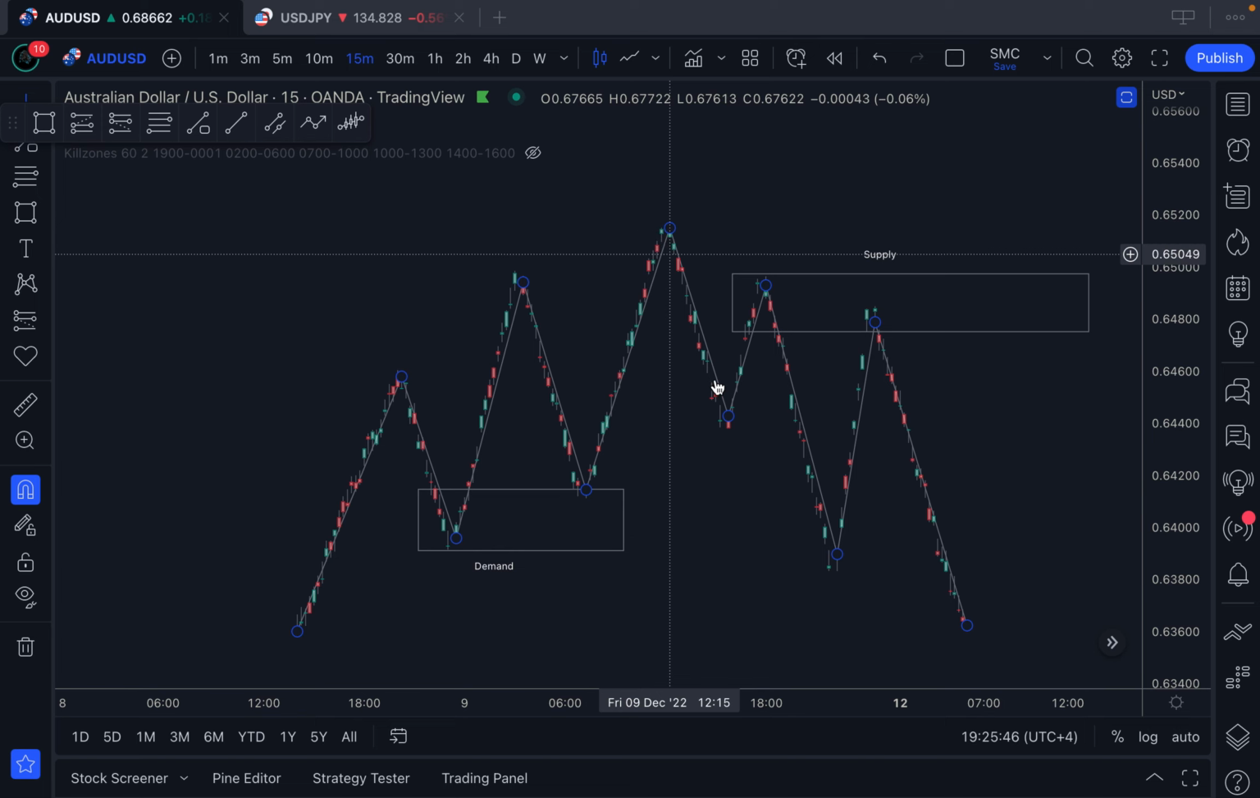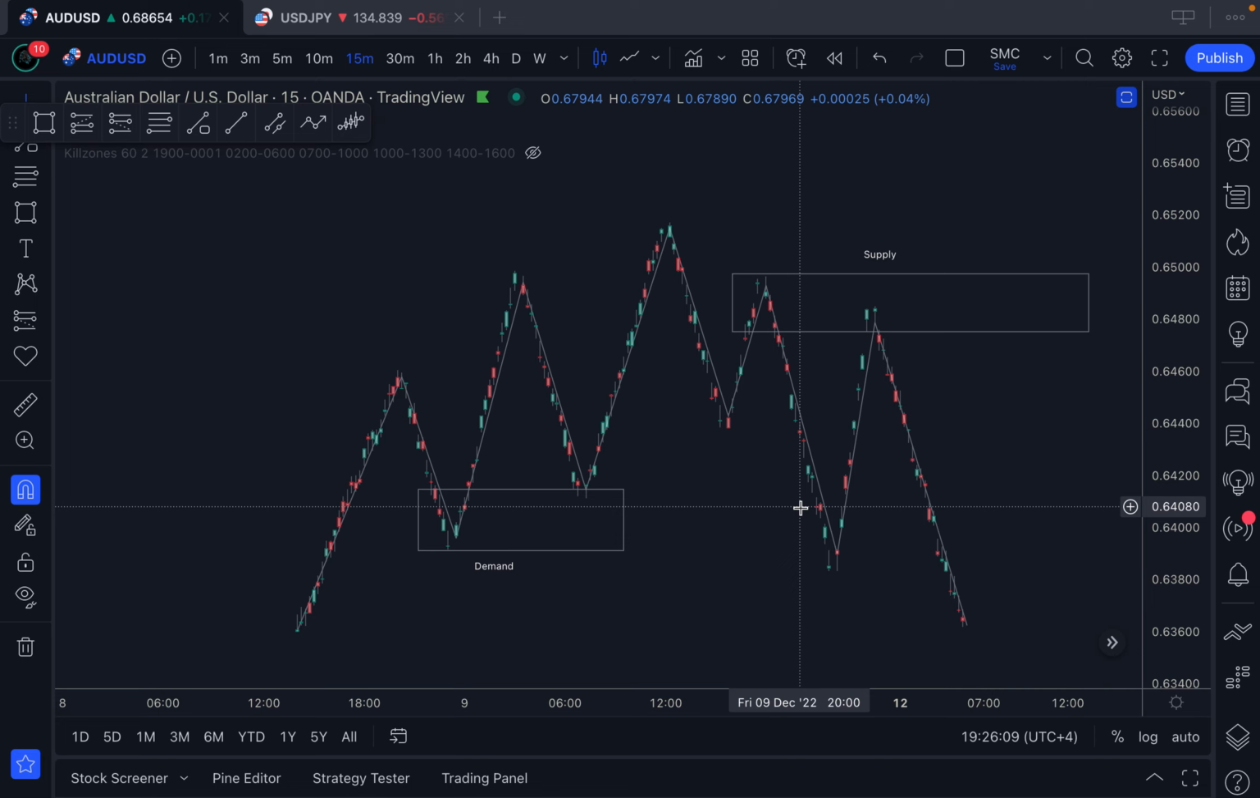Now in the downward moving market, the bank wants to sell at a premium price. The price starts falling down, but the bank wants a better rate to sell at. So the price comes back to that supply zone and the price starts falling down again.